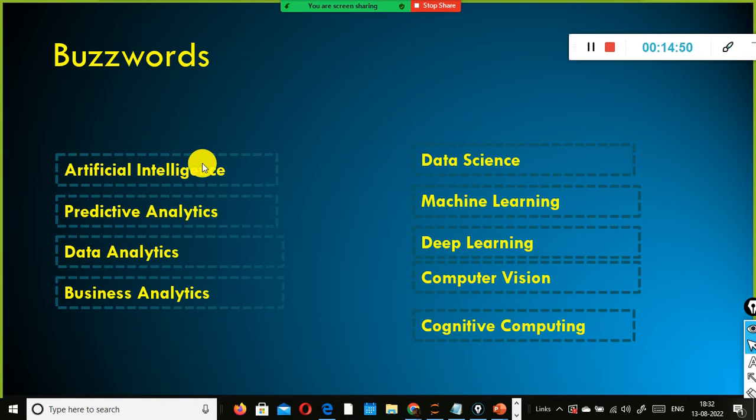So first of all, what is artificial intelligence? Artificial intelligence is based on the idea that machines can make better decisions than humans themselves.